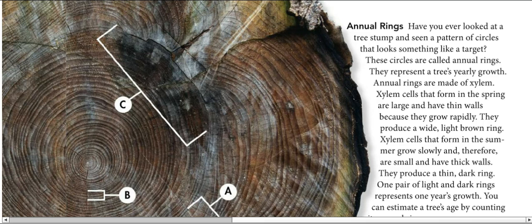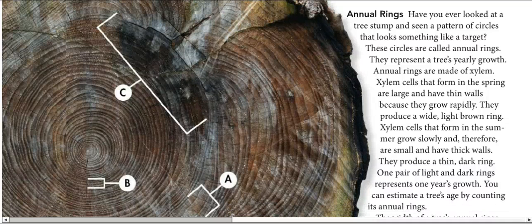So if you've ever looked at a tree stump, I'm sure you've seen these rings that are formed on the inside of the tree trunk. Kind of looks like a target. These are called annual rings. They represent a tree's yearly growth. They're made from the xylem cells. Those are the cells that water and nutrients are absorbed up through the tree trunk, through the xylem cells, water and nutrients up from the roots, and they form in the spring.